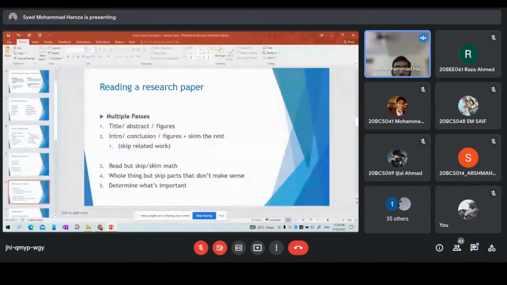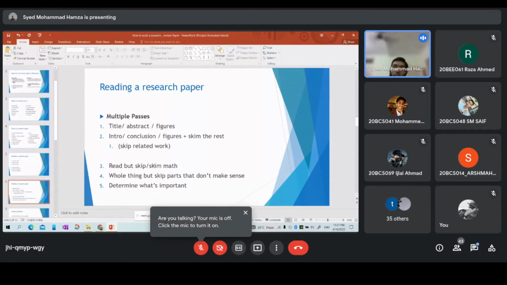Okay. The third pass is we read the whole paper but skip and skim the math. In this paper, the math is very easy. The formulas are very easy. We knew it. But at times we have calculus, coordinate geometry, complex mathematics. So in those, for example, in machine learning, computer vision, and papers that have much more mathematics, we generally read the paper and skip or skim the math.